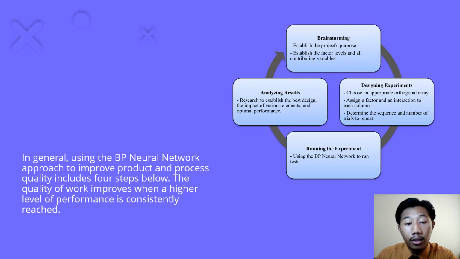For the first one, the brainstorming. We establish the project purpose and the factor levels and all the contributing variables. Then we design the experiments. So we choose an appropriate orthogonal array. Then we assign a factor and an interaction to each column. So we can determine the sequence and number of trials to repeat. After that, we run the experiment using the BP neural network to run the test. So last but not least, we analyze results to establish the best design, the impact of various elements, and optimal performance.